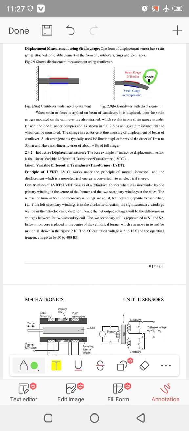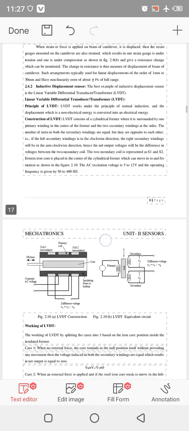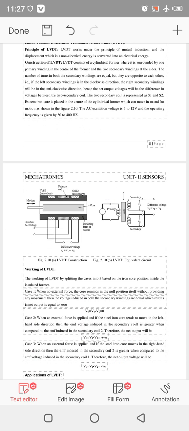Its construction is simply based on Faraday's law. We can see this in the diagram. There are two windings, primary and secondary. The secondary one has two sections, V1 and V2. The primary one has the power source, and between the primary and the secondary we have a metallic core.